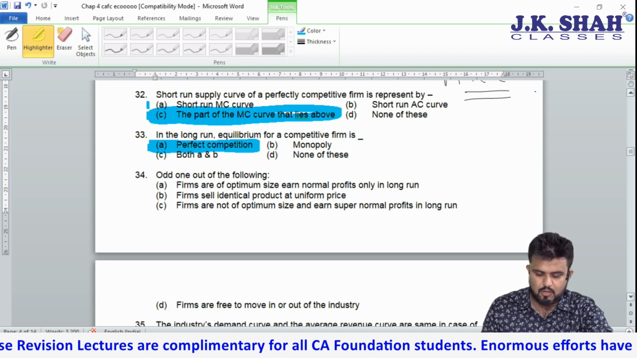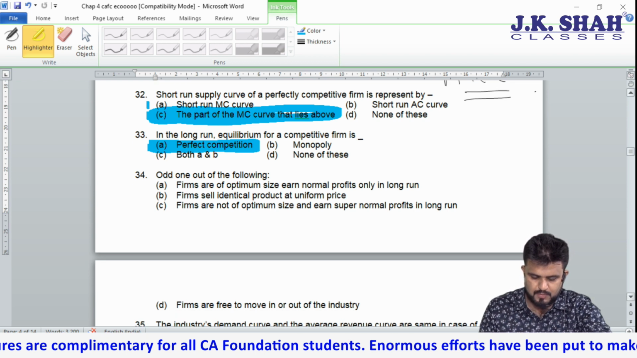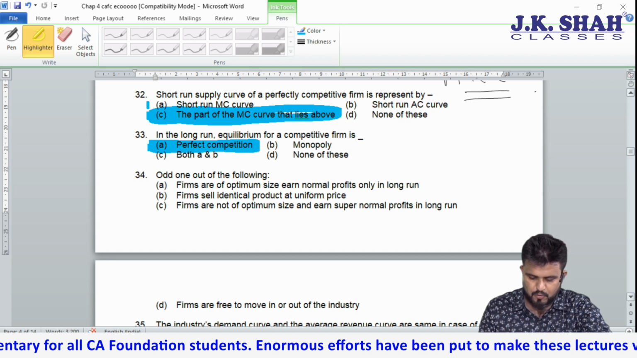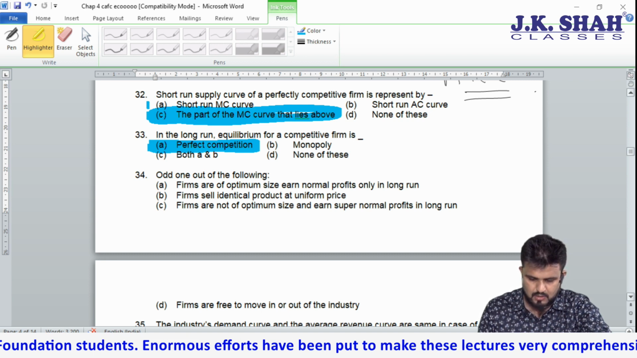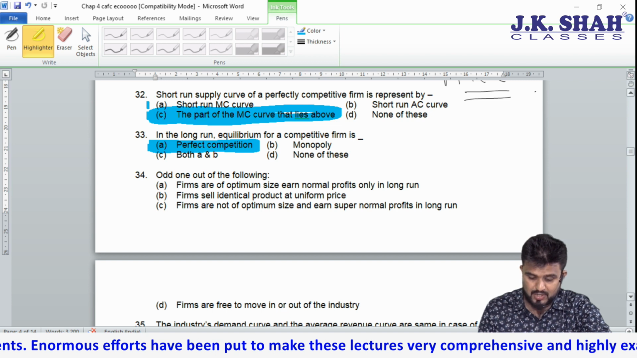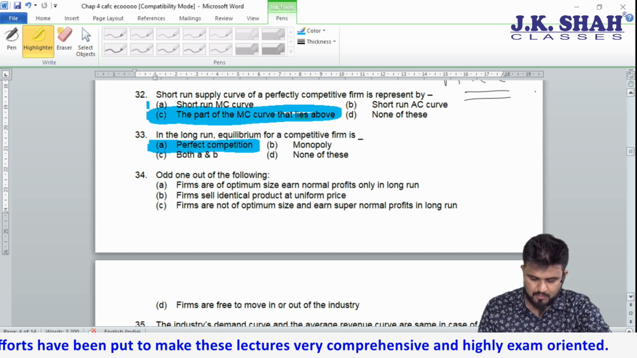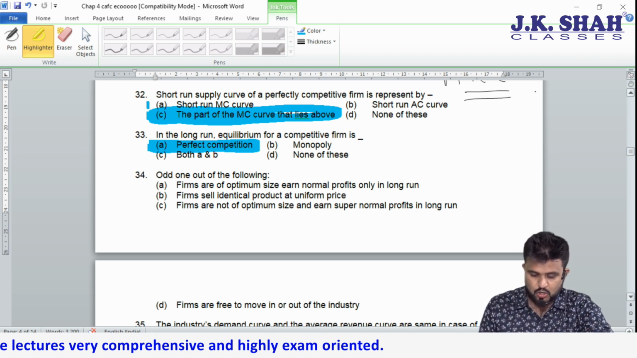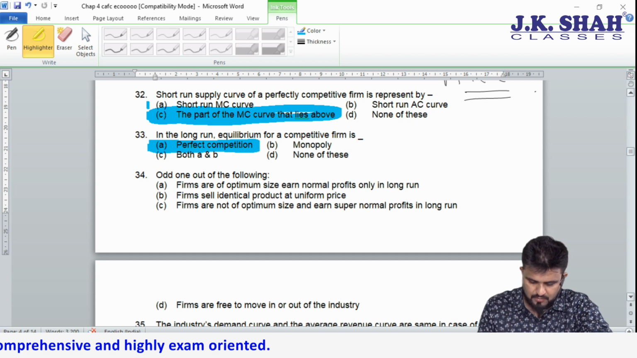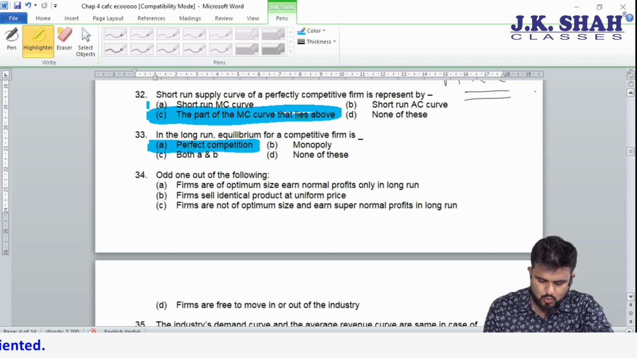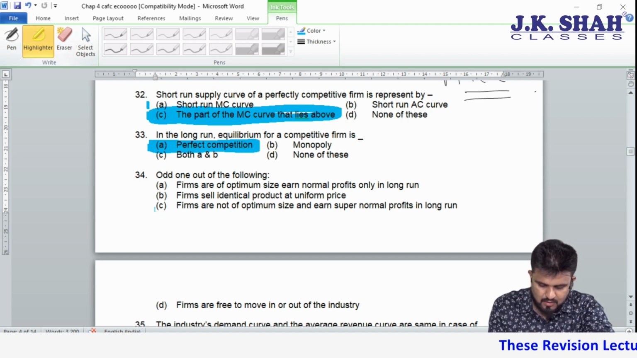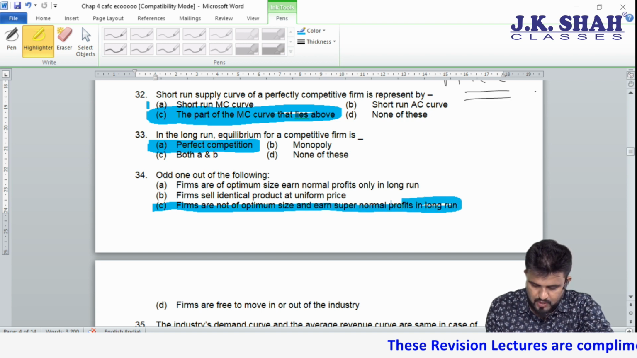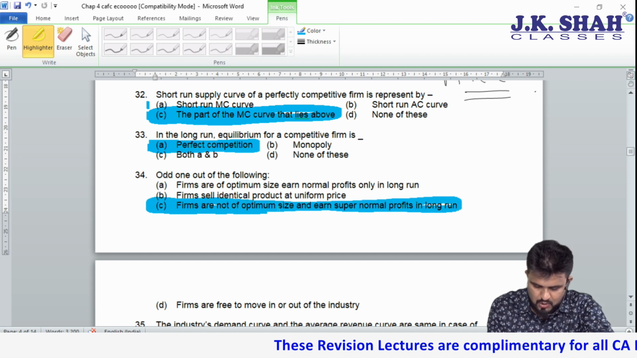34, odd one out. Firms are of optimum size and earn normal profits only in the long run. Firms sell identical products at a uniform price. Firms are not of optimum size and earn normal profits in the long run. Firms are free to move in or out of the industry. So students, firms are not of optimum size and they earn supernormal profit in the long run. Then this is the odd man out.